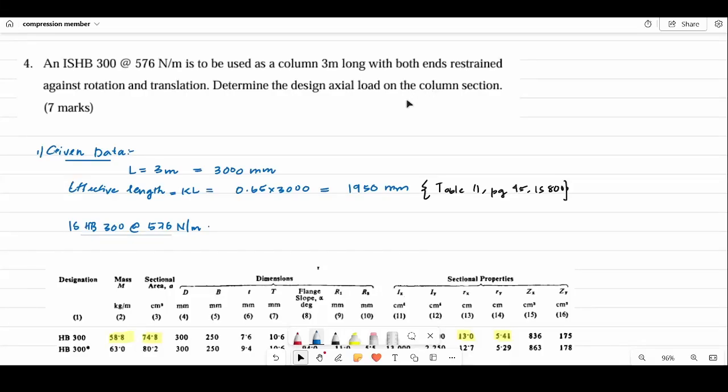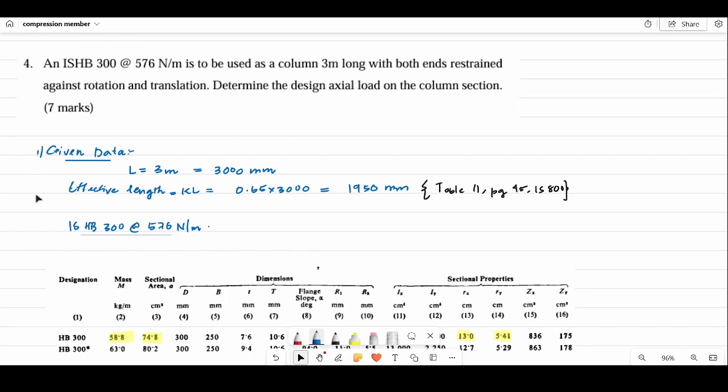Another type of question asked related to the design of compression members is this type. Here an ISHB section having a particular length will be given, along with a support condition, and we have to determine the design axial load, which is PD. In this question, an ISHB 300 at 576 Newton per meter is used as a column which is 3 meter long with both ends restrained against rotation and translation. So this is the support condition and we have to determine the design axial load.